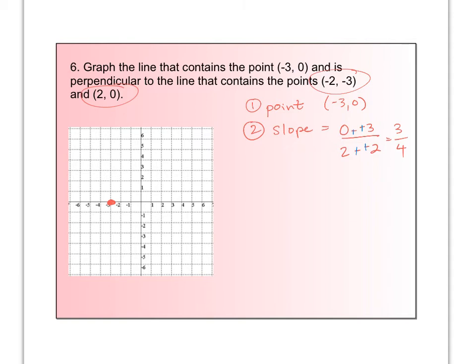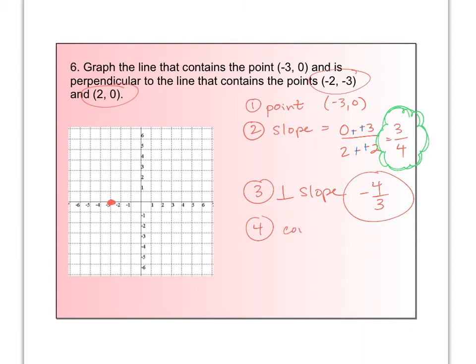Next, we have to graph the line that goes through the point negative 3, 0, which we have a dot at, and it has to be perpendicular to this one. So step number 3 is we're going to get the perpendicular slope. So in this case, we flip it and switch the sign. That's our perpendicular slope. And then fourth, we're just going to go from our point, we're going to count down 4 and right 3. I always put the negative on the top number. It doesn't really matter, but I always just put it on the top.